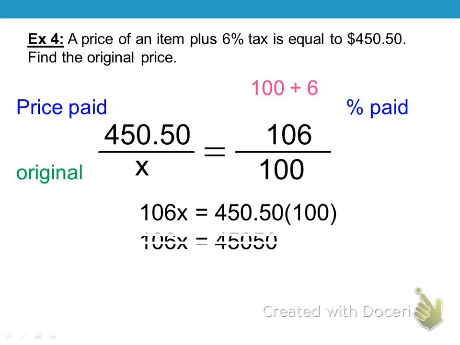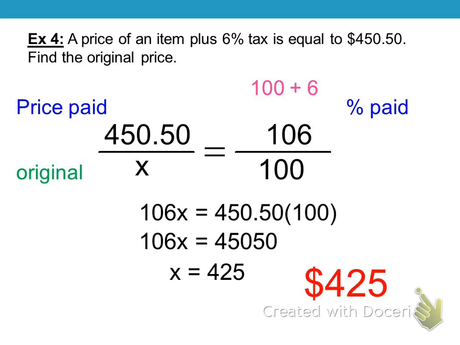Okay, again, that's just going to cause our decimal to go back 2 spots, so we can do 45050 divided by 106, 425. So the original price is $425. Dang, so they got a $25 tax? Yeah. Well, think, for every $100 you're paying $6 in tax. That's a lot of money.